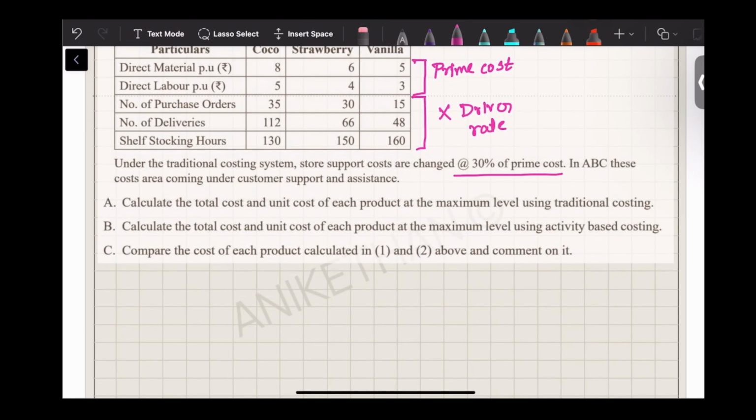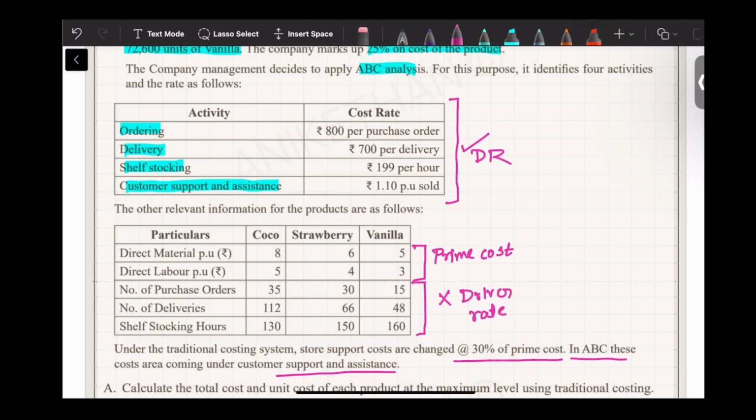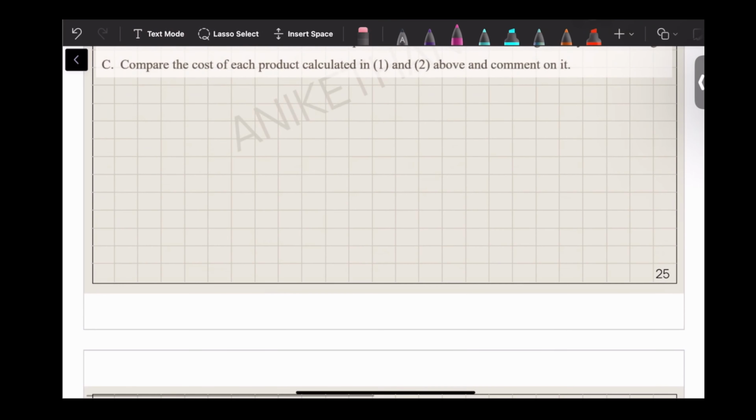Under traditional, it is charged at 30% of prime cost. In ABC, these costs are coming under customer support and assistance. Okay. So you have to calculate what? ABC 3-part question. First you have to calculate the total and unit cost of product at maximum level. So we prepare the cost sheet as per traditional system.